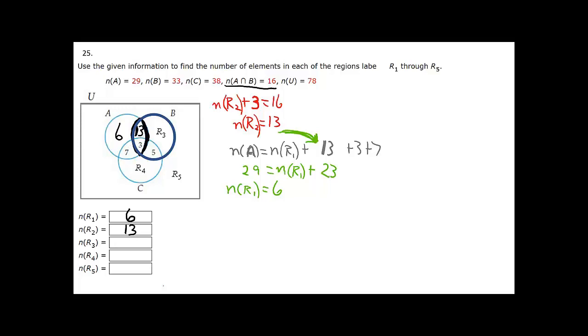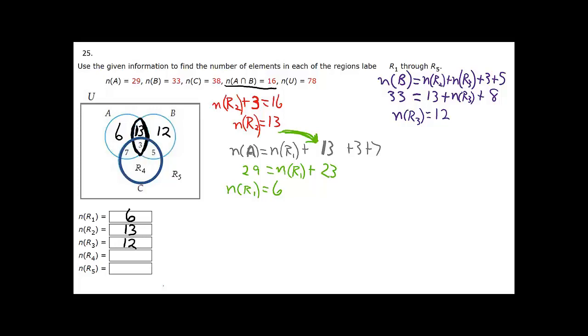Then you move to circle B. If you look up top, it says that there are 33 elements inside the circle B. That consists of the number of elements of R2 plus the number of elements in R3 plus the number 3 plus the number 5. And we've already found the number of elements in R sub 2 to be 13. So the only missing thing is the number of elements in R sub 3. If you add 13 and 8, you get 21. If you subtract 21 from both sides, you get 12. So that tells you the number of elements in R sub 3 is 12, so you can plug that in.